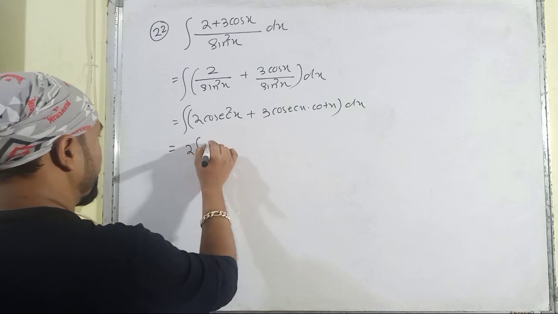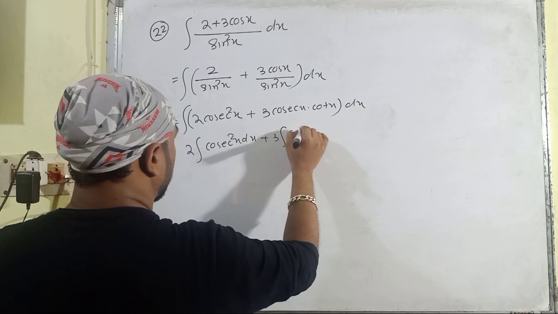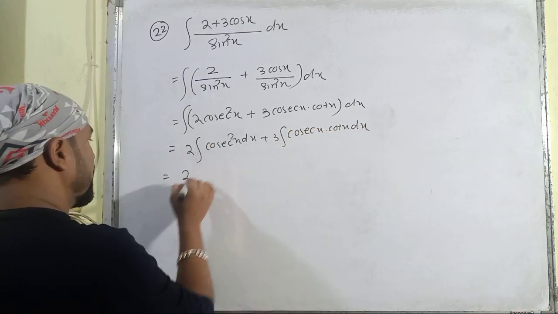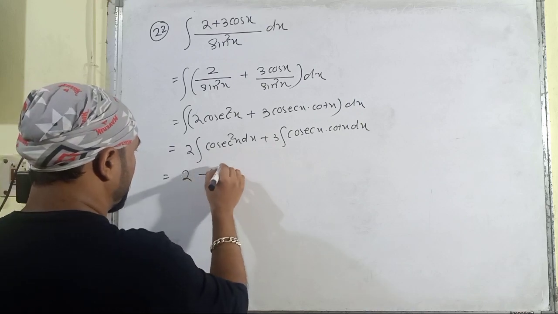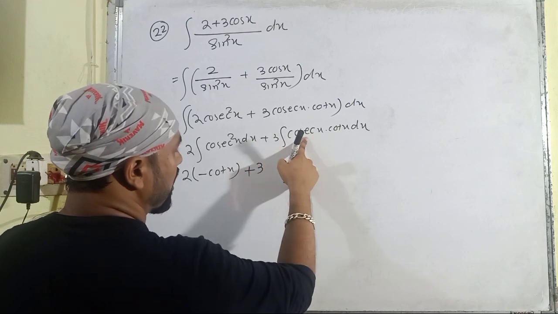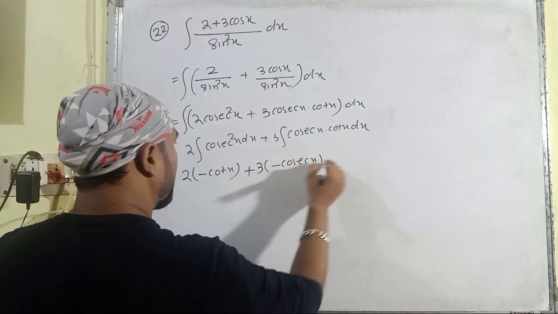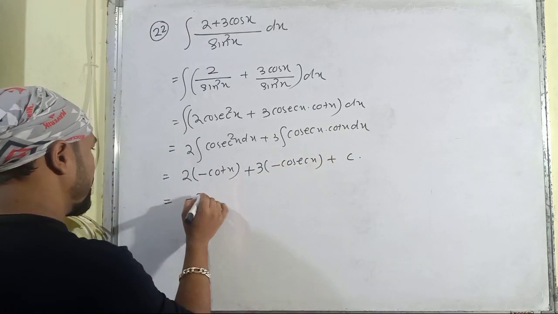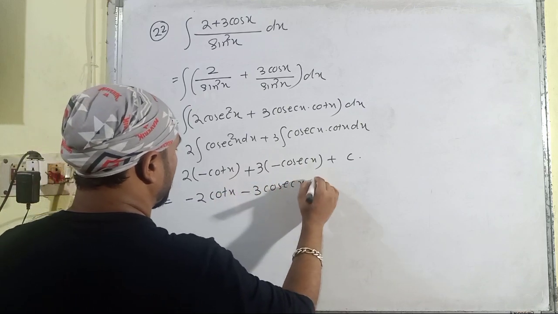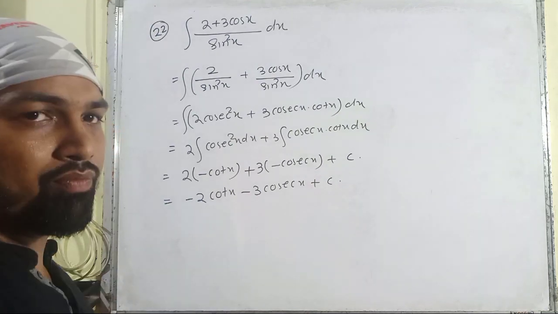Then it is 2 multiplied with the integration of cosec square x dx plus 3 multiplied with the integral of cosec x into cot x dx. The integral of cosec square x is minus cot x, plus 3 multiplied with the integral of cosec x cot x, which is minus cosec x, plus any constant c. So it will be minus 2 cot x minus 3 cosec x plus any constant c. Then coming to problem number 23.